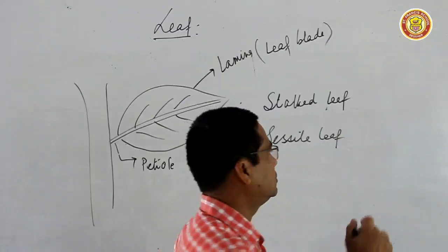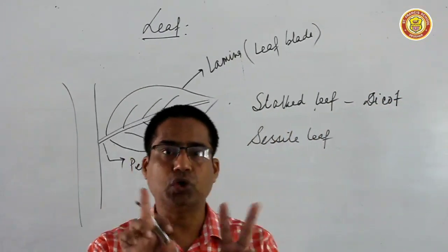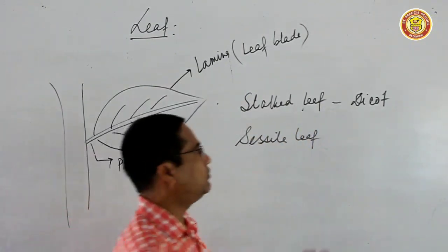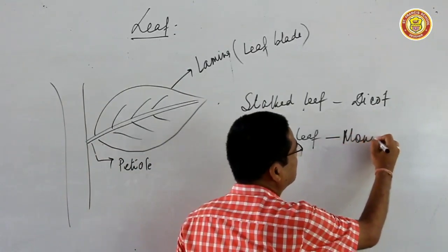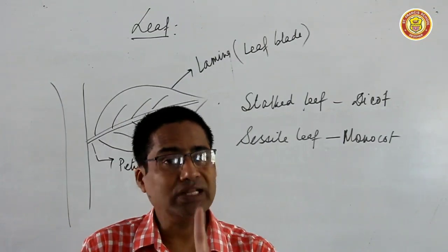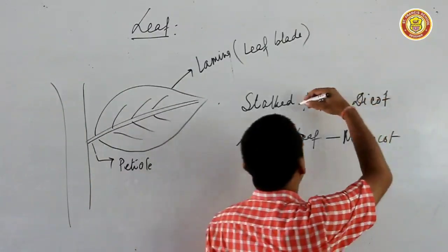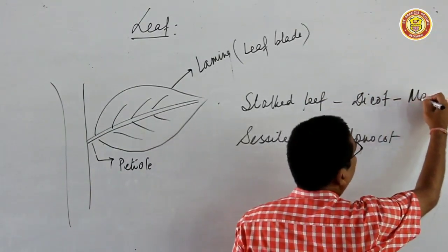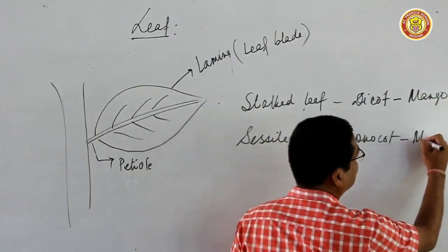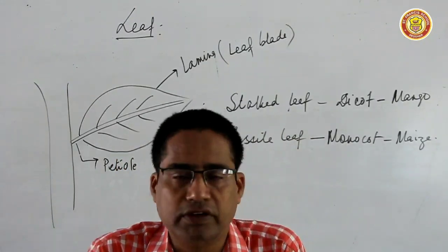All the dicot plants have stalk leaves. A dicot plant is a plant whose seed has two cotyledons. So the leaf of a dicot plant is a stalk leaf, and the leaf of a monocot plant is a sessile leaf. A monocot plant is a plant with only one cotyledon in the seed. An example of a dicot plant with stalk leaf is mango, and an example of a sessile leaf or monocot plant is maize or banana. Banana is also a monocot plant. You don't have any stalk in a banana leaf.